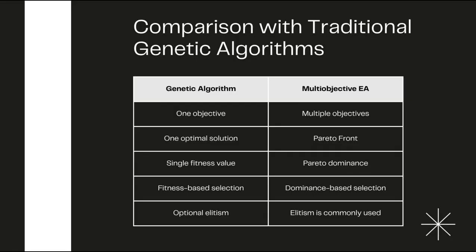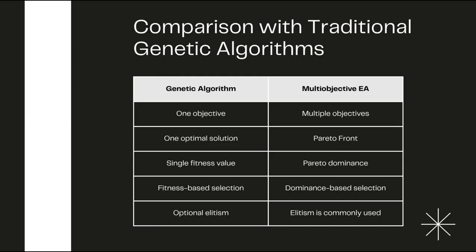Here we have a comparison between traditional genetic algorithms and multi-objective evolutionary algorithms, or MOEAs. A traditional genetic algorithm searches for the best individual according to a single fitness function, and in contrast, a MOEA searches for a set of non-dominated solutions that represent different compromises. This difference changes the meaning of selection, evaluation, and also success.